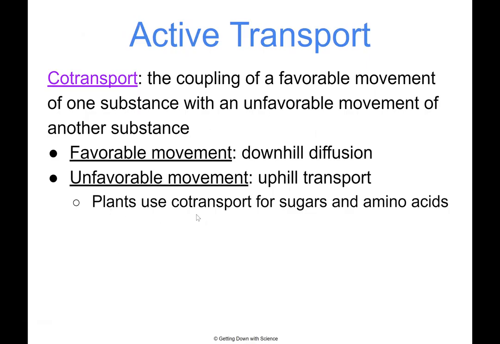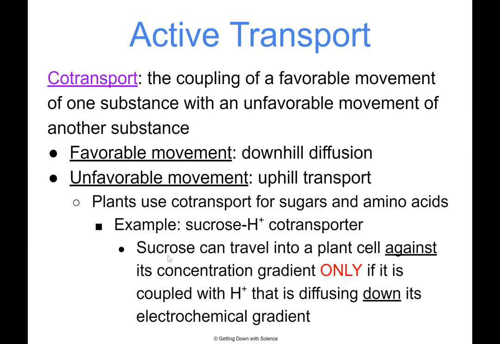So for example, plants will use co-transport for sugar and amino acids. So the idea is that sucrose with a hydrogen ion are co-transported. So the sucrose can go into the plant cell against the concentration gradient if it's coupled with that hydrogen ion going down the gradient. So think of it as the hydrogen ion is allowed to come in and it's holding the hand of the sucrose, and because they're holding hands and holding on tight, when one goes, the other one is allowed to go with it.